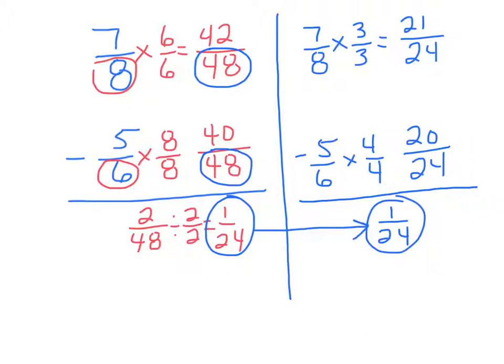It's just that the second time I did not have to reduce down to lowest terms because I used the smallest common multiple of those two denominators, the 6 and the 8.